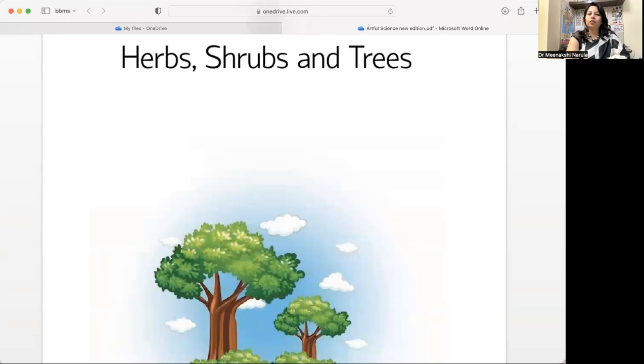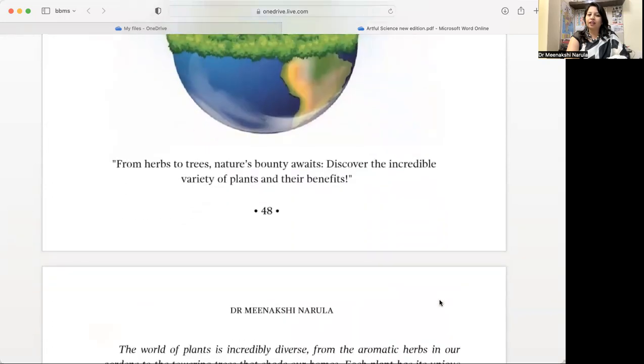So when we talk about herbs, shrubs, and trees, from herbs to trees, nature's bounty awaits. Discover the incredible variety of plants and the benefits. Take them for a nature walk, let them discover, let them explore different kinds of plants, herbs, and shrubs. Let them enjoy the beauty of nature.